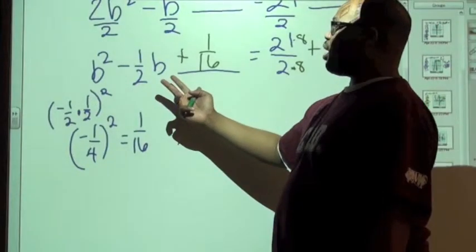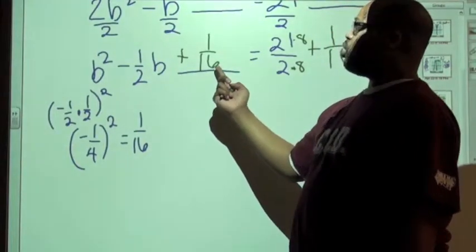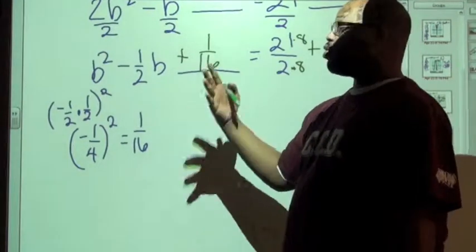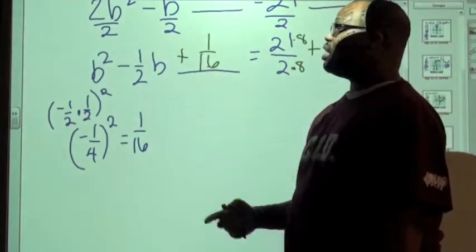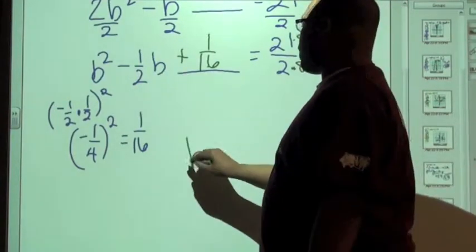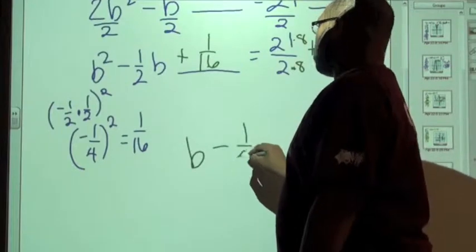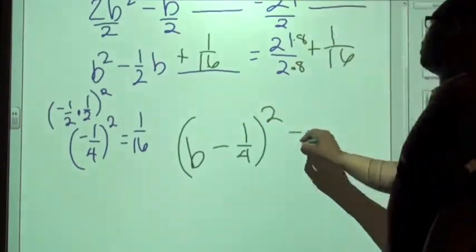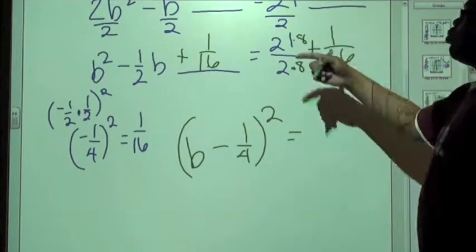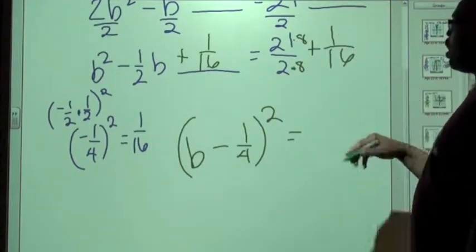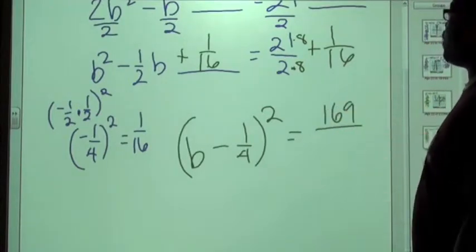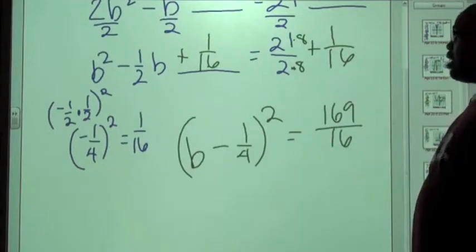This is a perfect square, right? 1/4 times 1/4 is 1/16. Or negative 1/4 times a negative 1/4 is a positive 1/16. Negative 1/4 plus a negative 1/4 is a negative 1/2. So I can write this out as b minus 1/4 squared. Now, this is going to be 21 times 8, which is 168, plus this 1, 169. And I'll tell you why this is going to come in handy. It's very nice. And 16 is my denominator.